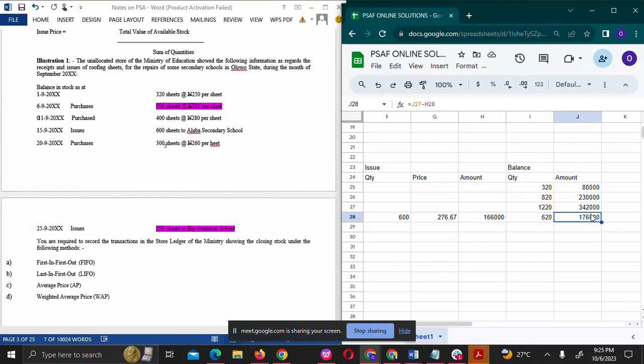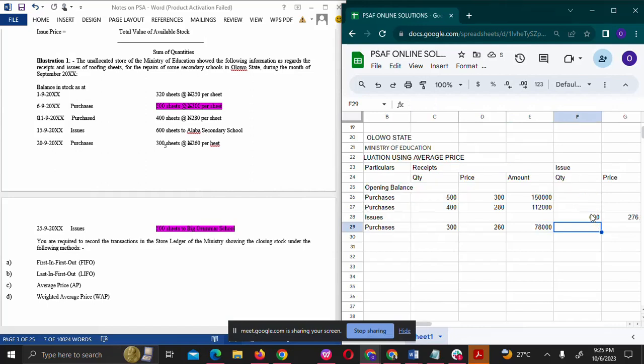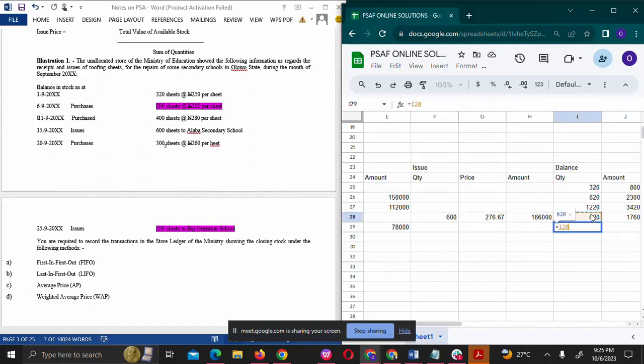Remember, when it is issue, you deduct it from the balance. When it is purchases, you add it to the balance. Yeah, all right, sir. So the next thing we now have is 29, 20xx. Then we have purchases, right? And the purchases is 300 units at 260. So it means you have this times this, plus.